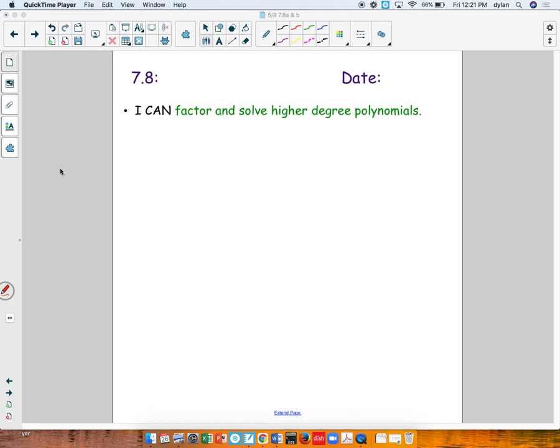So if you'd like to, you could continue your note sheet from 7.8a, or you could set up a new one with the section, the date, and the I can statement. And then as soon as you're ready, resume the video.